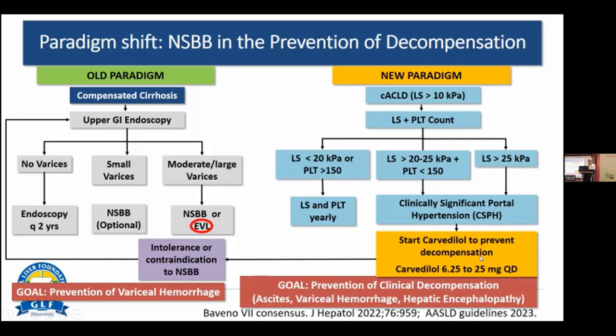The Baveno 7 consensus has a major goal: not only prevention of variceal hemorrhage, but also prevention of hepatic decompensation, meaning the development of ascites, variceal hemorrhage, and hepatic encephalopathy.